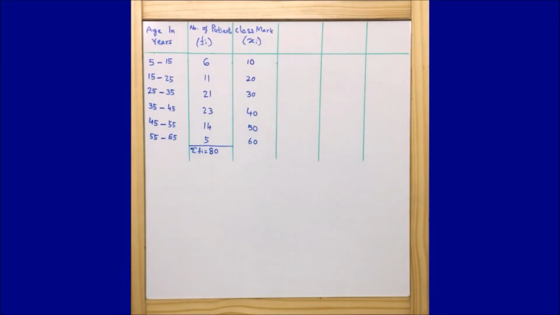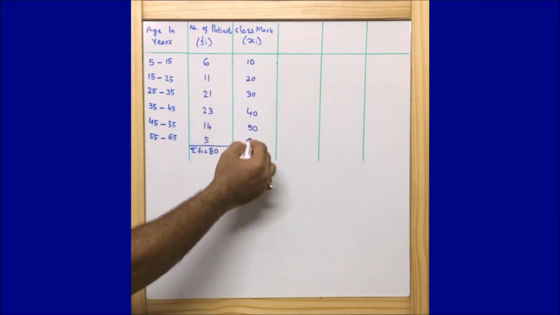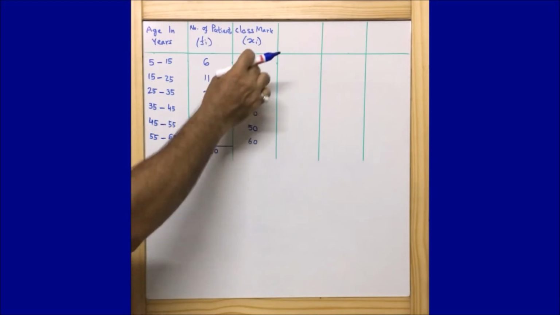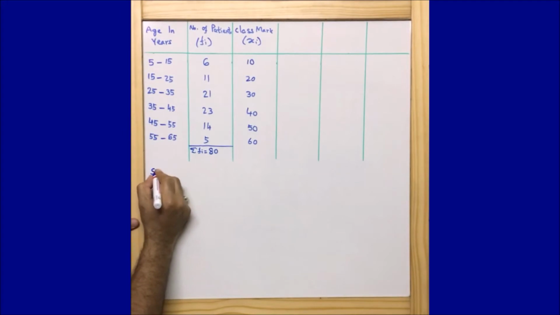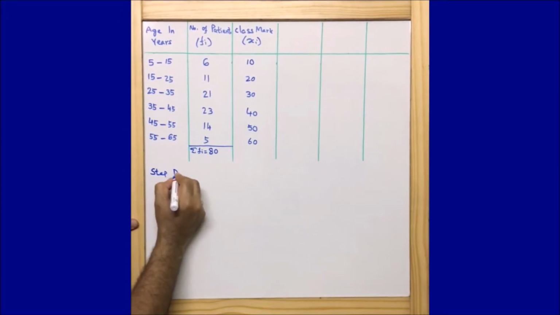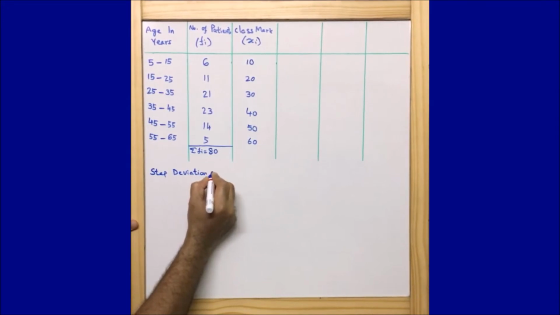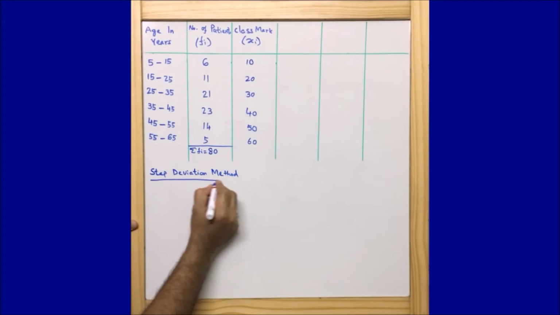Now let us use the step deviation method and find out the mean, because we could see that these figures are a little bit high. The step deviation method is the one that will reduce these large numbers to small numbers. I am going to write down the formula for this step deviation method, so that we can understand what exactly we need to find out, or what are the variables that we need to find out.